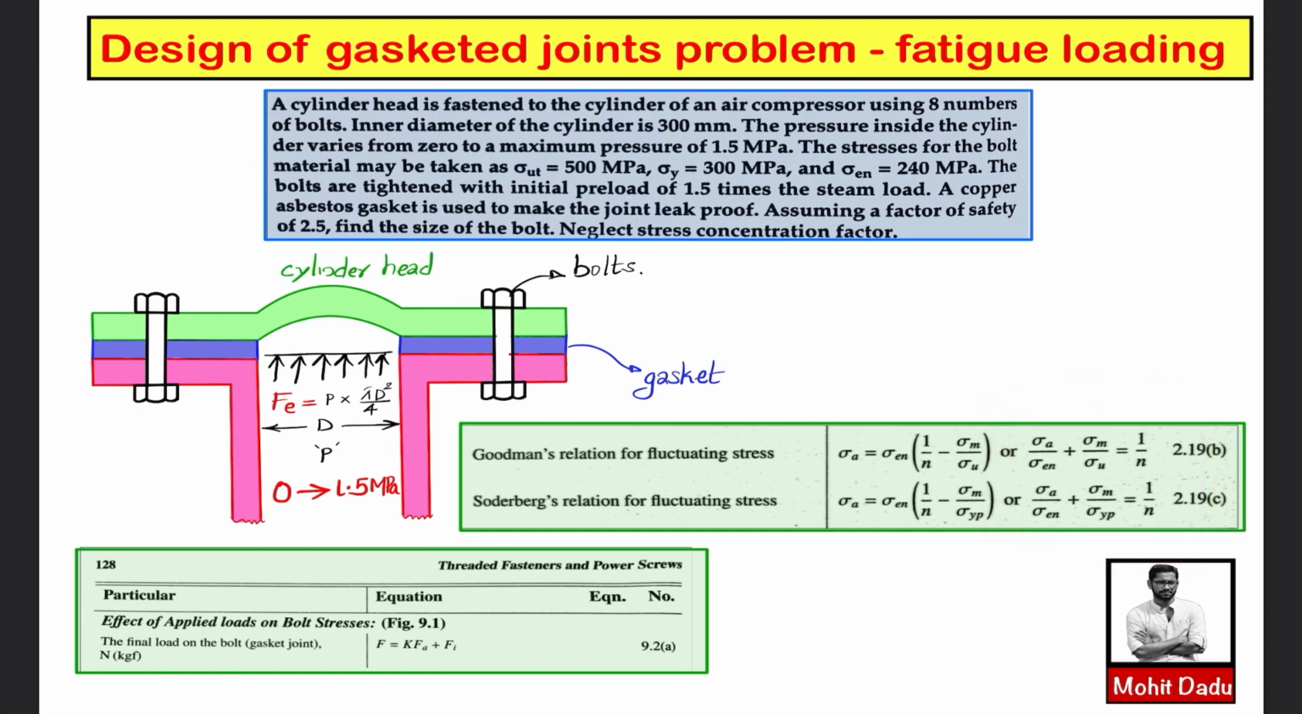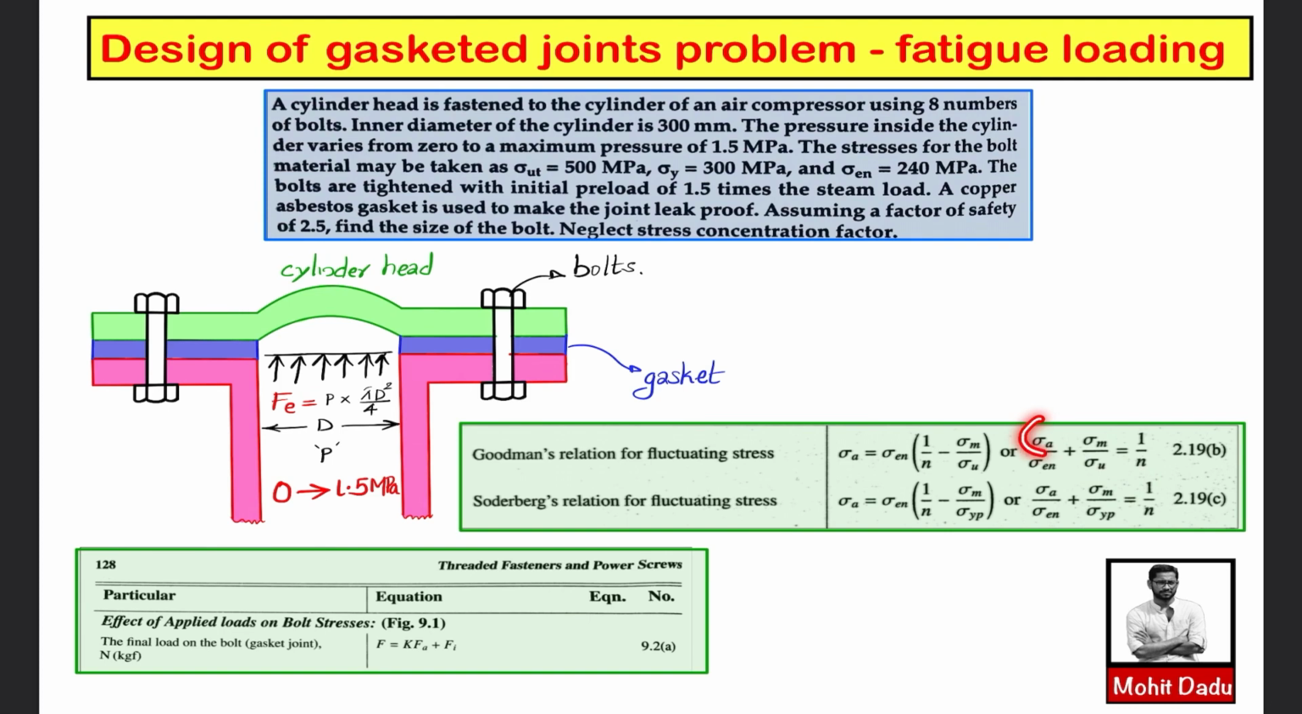That means, if you are saying Goodman, sigma a by sigma endurance plus sigma m by sigma u equals 1 by n, where sigma a is the alternating stress component, sigma m is the mean stress component, sigma endurance is the endurance strength, sigma u is the ultimate strength, and n is the factor of safety. Whereas in Soderberg, the only difference is that sigma ultimate will be replaced by the yield strength of the material.